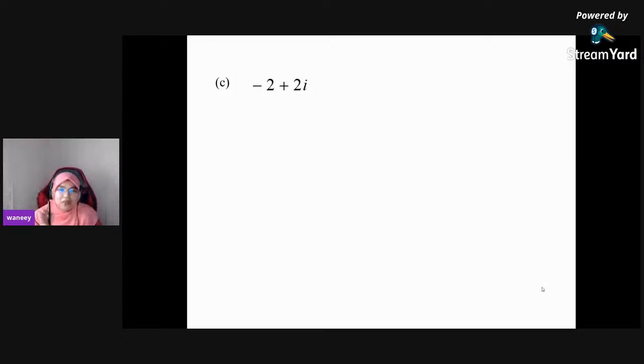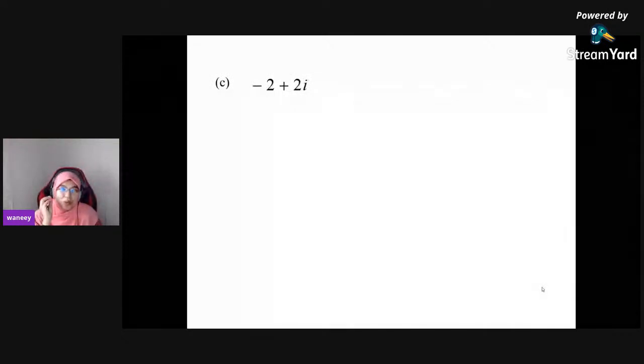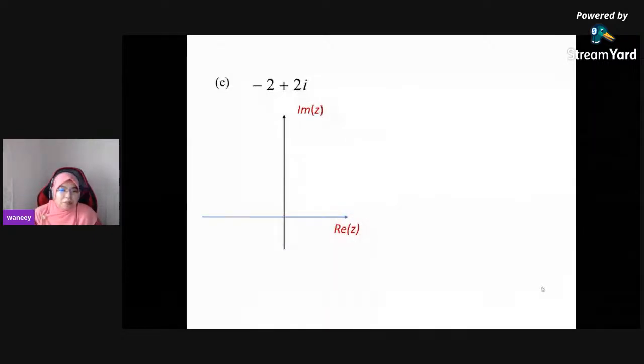Okay, so now we got negative 2 plus 2i. Again, draw your Argand diagram. It is very crucial. We want to know where is our z. So draw your Argand, real, imaginary. So the real part is negative. So make sure on left hand side here, positive imaginary. So that means it is somewhere along here. Okay, so that is your z. So z is actually in the second quadrant. So we are in the second quadrant now.